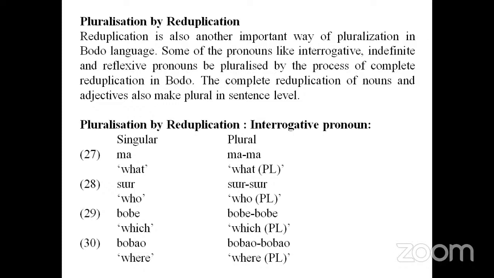Next, pluralization by reduplication. Reduplication is also another important way of pluralization in the Bodo language. Some pronouns, like interrogative, indefinite and reflexive pronouns, are pluralized by the process of complete reduplication in Bodo. The complete reduplication of nouns and adjectives also makes plural at sentence level. For example, the interrogative pronoun ma means what, mama means what, plural. Sir means who, sir sir, who, plural. Bobe, bobe bobe means who is, plural. Bobo means where, and bobo bobo means where, plural.